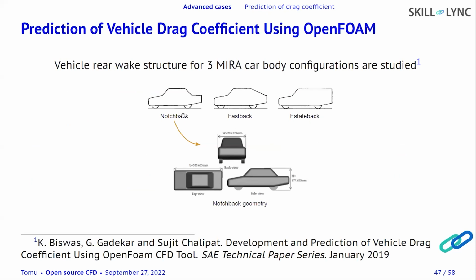So in this study, they have considered three models: a notchback, fastback, and estate back models. And you can see the notchback geometry here. So they have compared the drag coefficient results. Here they have done the simulation in OpenFOAM, and they have an experimental and another ANSYS Fluent result to compare with.